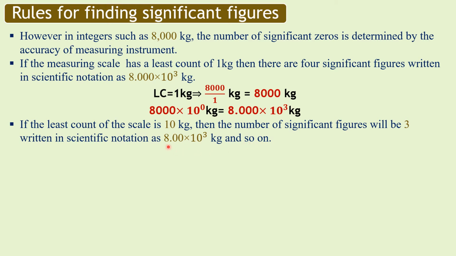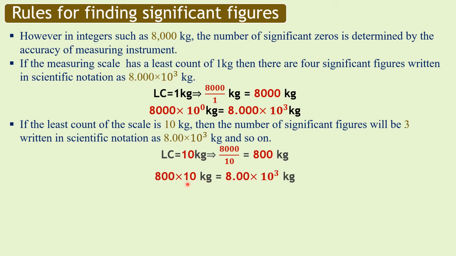This is because the least count of this measuring instrument is greater than the previous one. So here the number of significant zeros is less than in the previous case. In 8.00 there are three significant figures, including two zeros and one 8. We can understand this with the help of a mathematical formula. Just divide the value 8000 by the least count, that is 10, and we get 800 kg. Writing 800 kg in scientific notation, we shift the decimal point towards the left and we get 8.00 exponent 3 kg. In 8.00 there are three significant figures. So from this calculation we know that by increasing the least count of the measuring instrument, the number of significant zeros decreases because a measuring instrument with a larger least count is less precise.